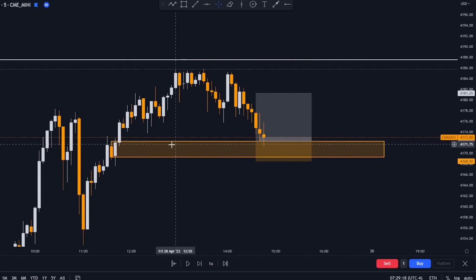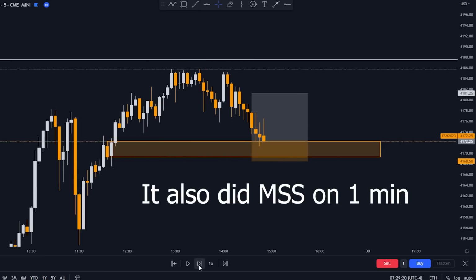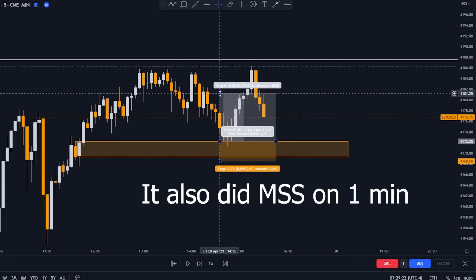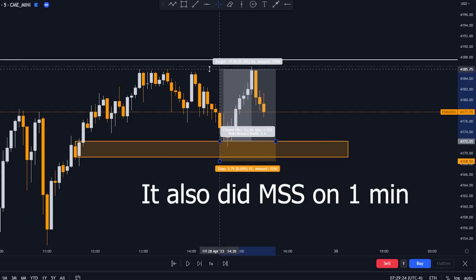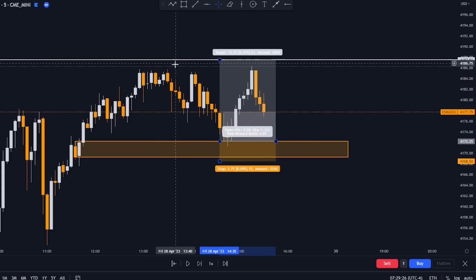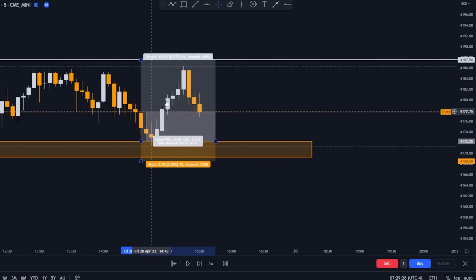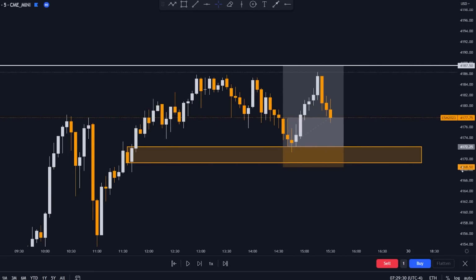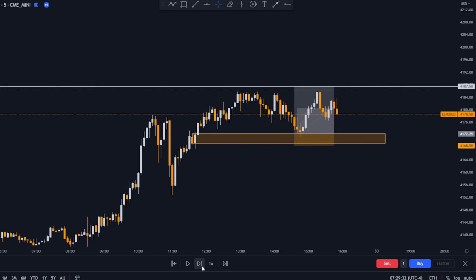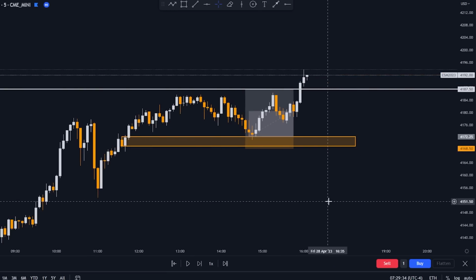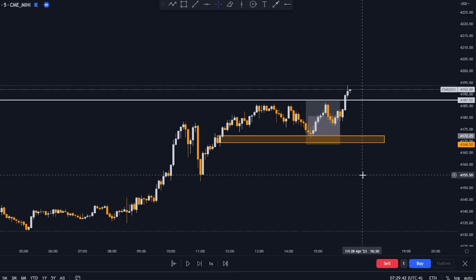Reached into this order block and it went for my targets, and my final target was this high right here, but we got stopped out, but that's fine because we can see that right after that it actually reached the target. And it was a great last trade for Friday, finishing the week strong.